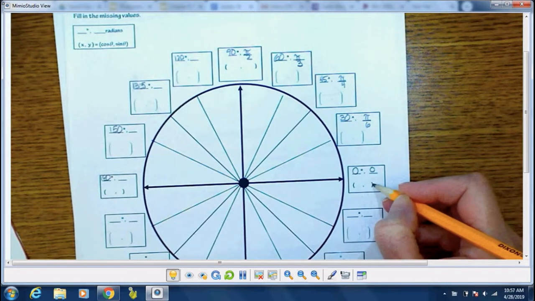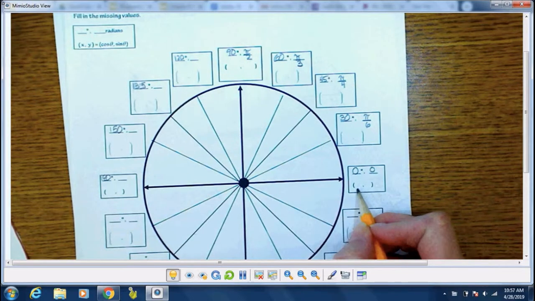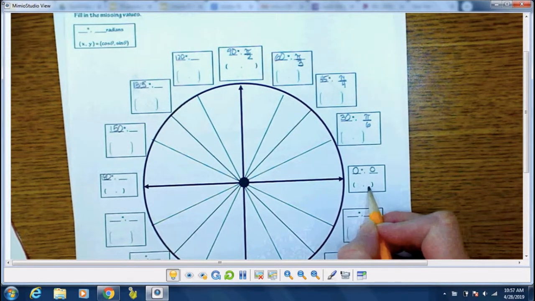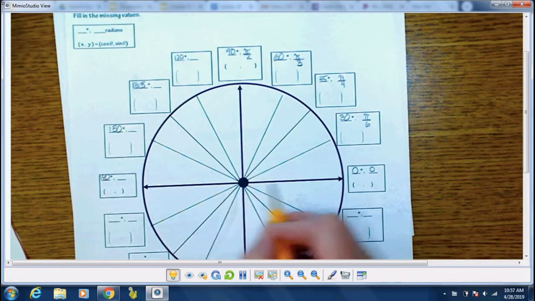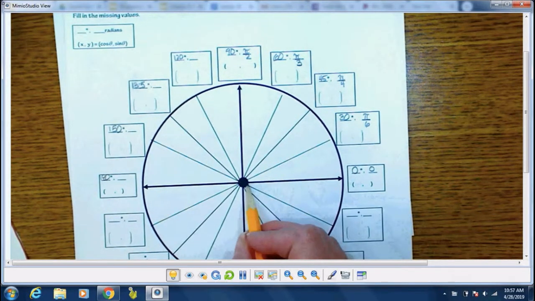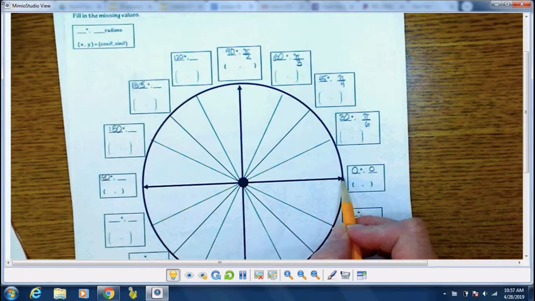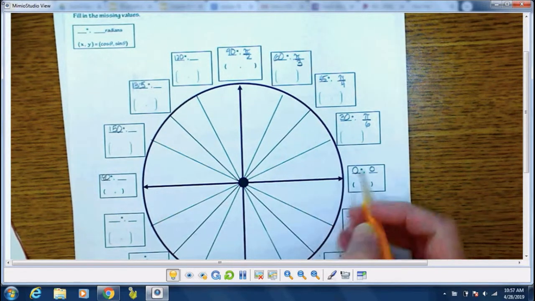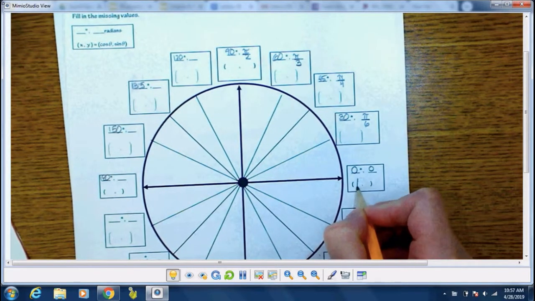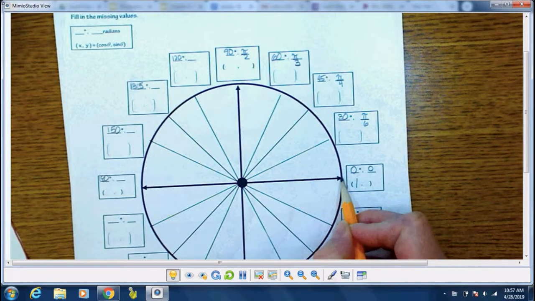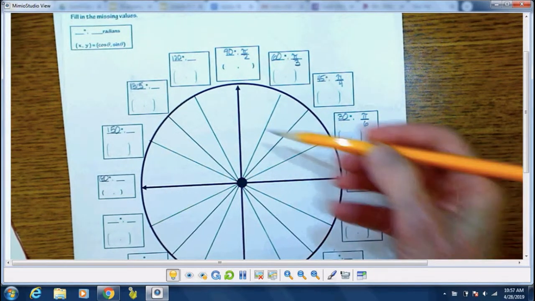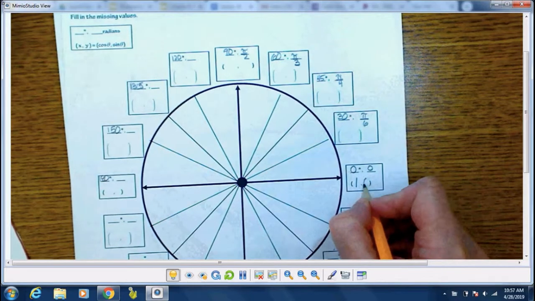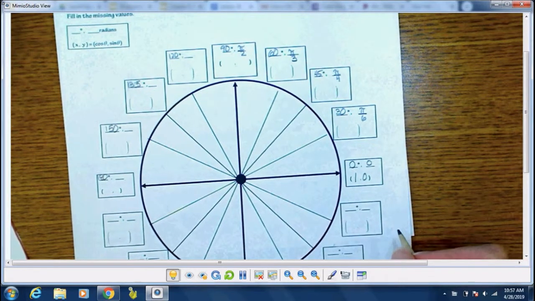Okay, so now we're trying to figure out what are the x and y values at those particular things. So on that particular point, we are measuring from the center to the edge for the x value, the horizontal value, and that is 1. Our radius is 1. But we haven't gone up at all on the y-axis. So that's just 0.